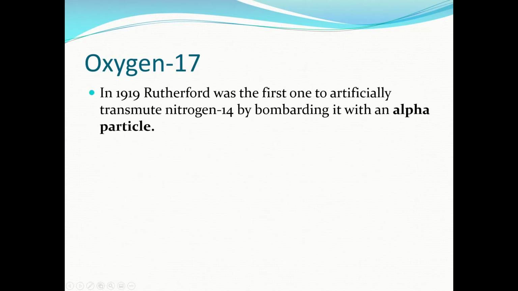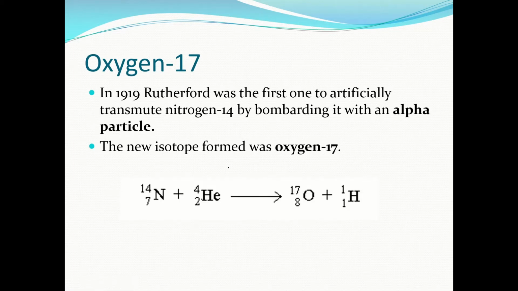So in 1919, Rutherford was the first one to artificially transmute nitrogen-14 by bombarding it with an alpha particle. He found a new isotope, oxygen-17, which doesn't exist in nature. So he took this nitrogen, bombarded it with an alpha particle. Top, our nucleons have to be 18, so it makes oxygen-17 and a hydrogen ion, with 9 on the bottom, 8 and 1 on the bottom, like that. So law of conservation of nucleons, law of conservation of charge still applies with this.